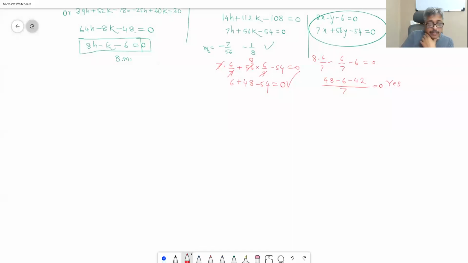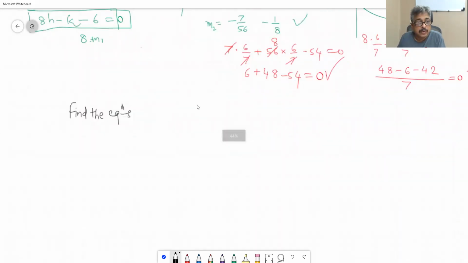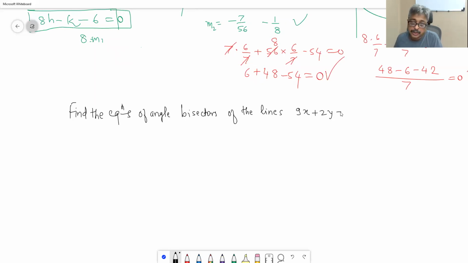Find the equations of angle bisectors of the lines 9x + 2y = 13, 7x − 6y = −5.